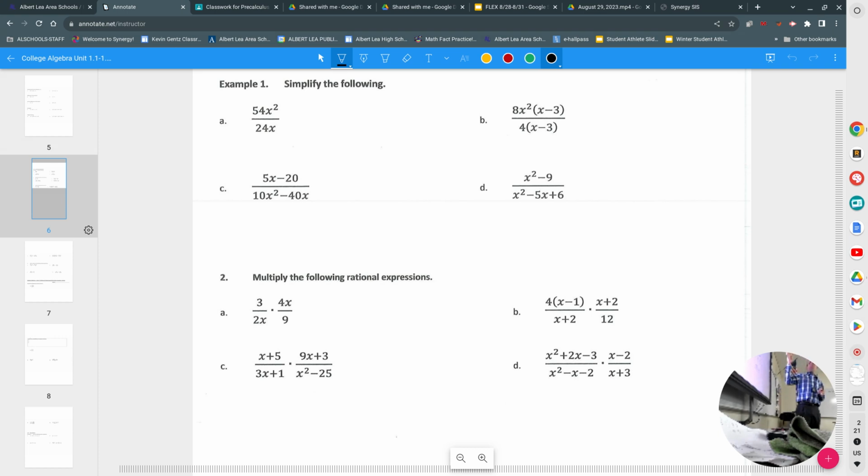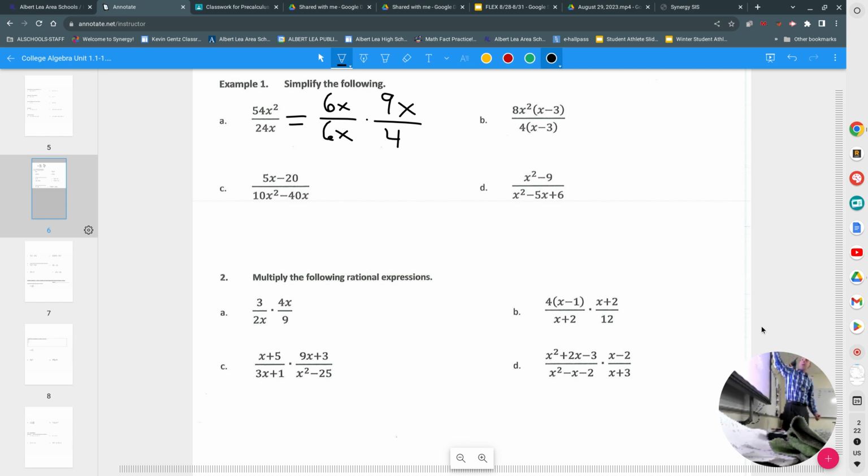So, simplifying rational expressions, 54x squared over 24x. I'm only going to write this once, but it turns out that both 54x squared and 24x are divisible by 6x. So I could rewrite this as 6x over 6x times 9x over 4. And again, I don't expect you to do that, but that's what this looks like.